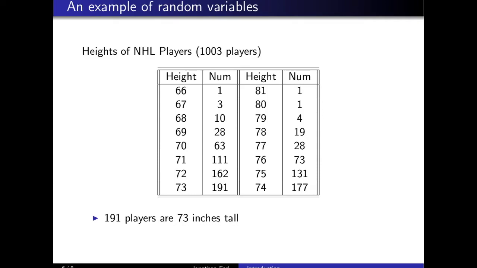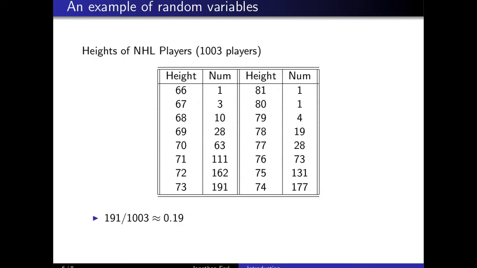Okay, so let's come back and talk a bit about random variables. When we were looking through R the last time, I used this example of the heights of NHL players from last season. And what we have is this total table of values. There's one player that's 5'6", 3 that are 5'7", 191 that are 6'1", one player that is 6'9", and so on. The total proportion of players that are 6'1" is about 19%, 191 out of 1,003. So the numbers work kind of nicely here.